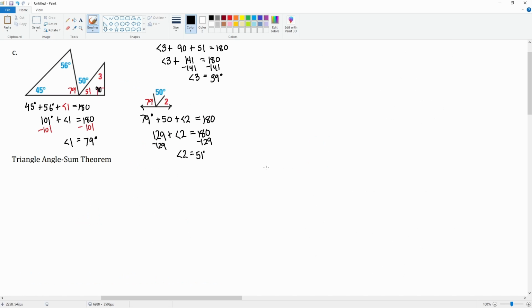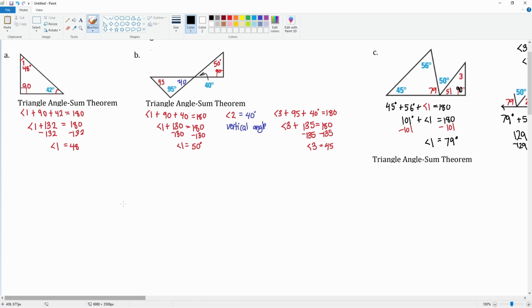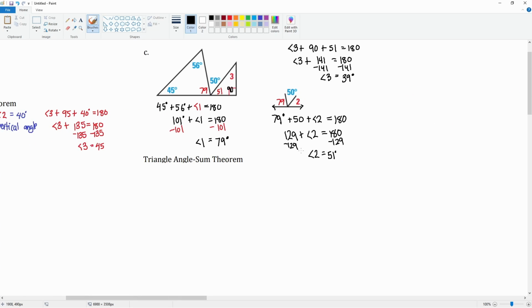All right, so we had to apply some properties. For A, we just applied the triangle sum theorem. B required us to use the triangle sum and the vertical angles. C required us to use the triangle sum and also see linear relationships to get it.